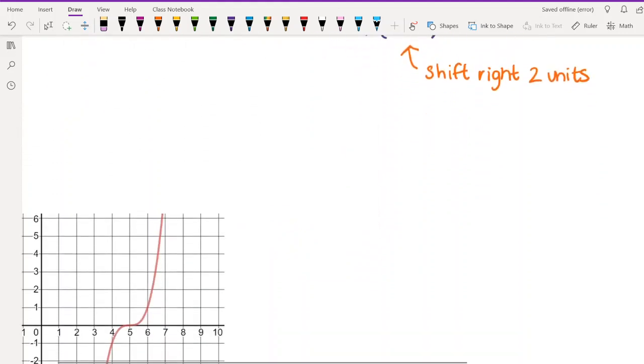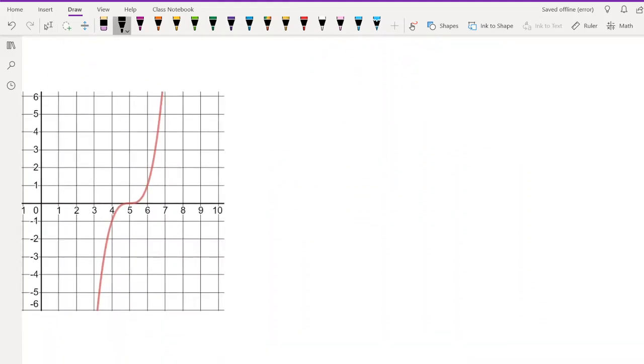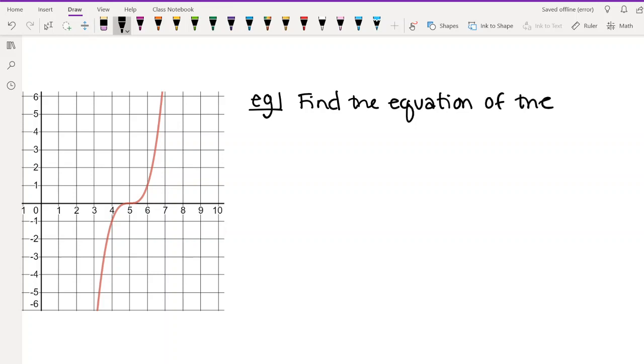Okay, so we're going to do one more example. This one's going to be kind of going the other way. In this case, what I want to do is find an equation for this graph. Okay, so we're going to use transformations basically to figure out what the equation of this graph should be.